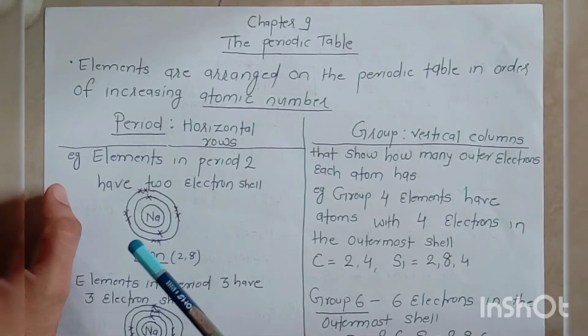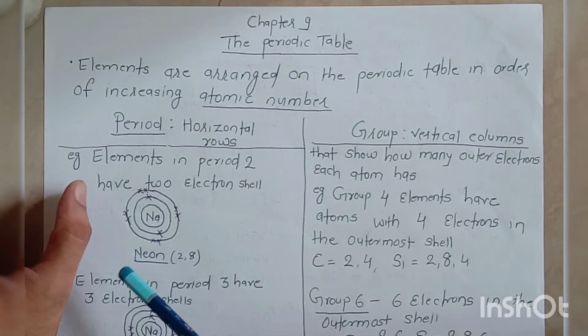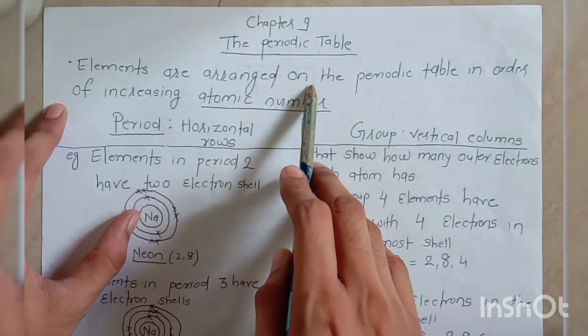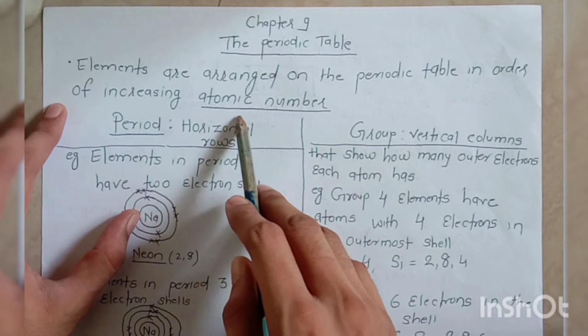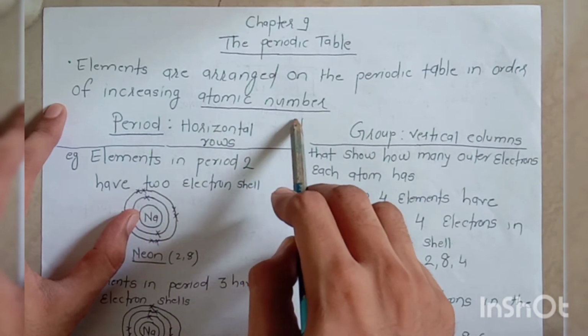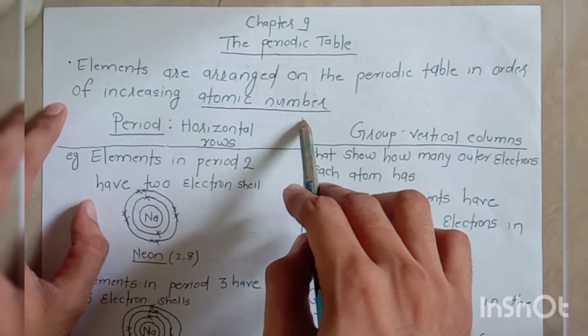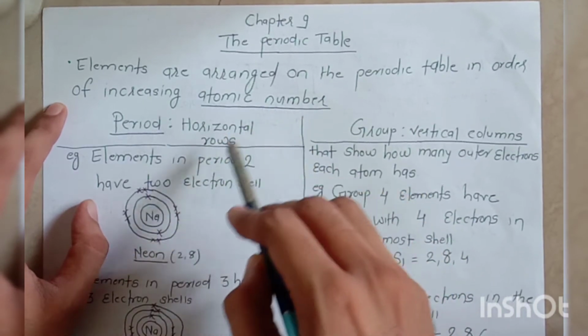So today's topic is the periodic table. In the periodic table you can see elements are arranged in the increasing order of their atomic number. The atomic number is the number of protons or the number of electrons.